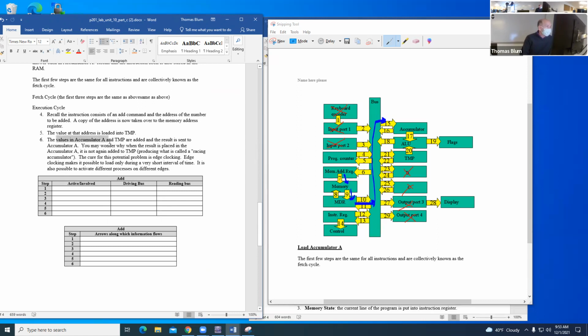Then you have a number in accumulator A and in temp, and you add them up and get the answer and put it in the accumulator. If you draw the arrows, it usually helps. So I won't do it for you until you try it, and then we'll talk.